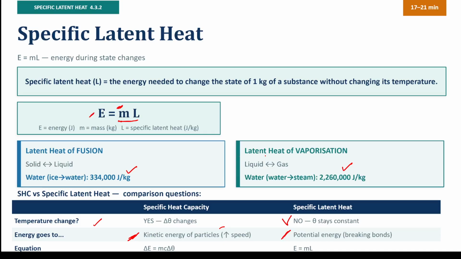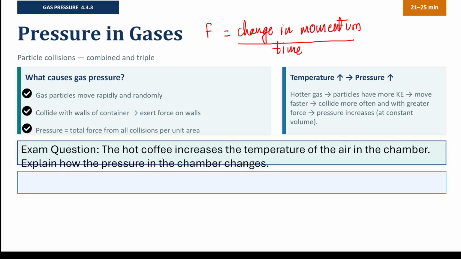Some of you who are doing higher, just remember that force, this is not only higher, you must have done the second law. Newton's second law: force equals change in momentum divided by time. So when a gas particle is colliding, its momentum is changing, and that change of momentum produces force. You don't need to write that, you just need to write that due to the collision it exerts forces, and then pressure is force divided by area, hence gases have pressure.